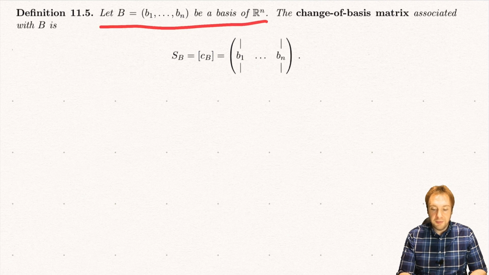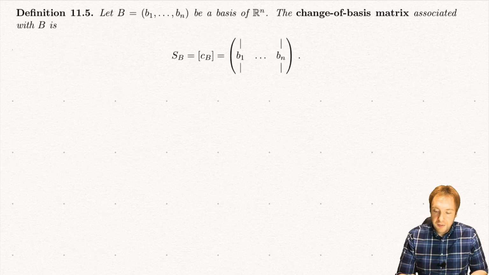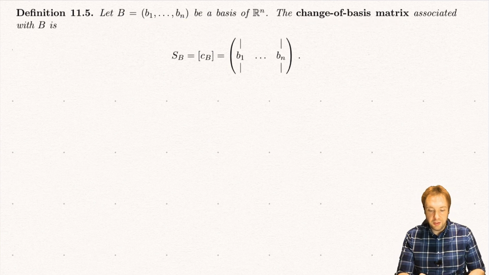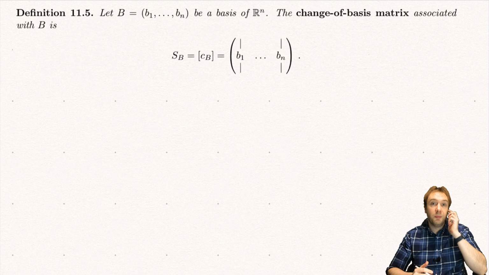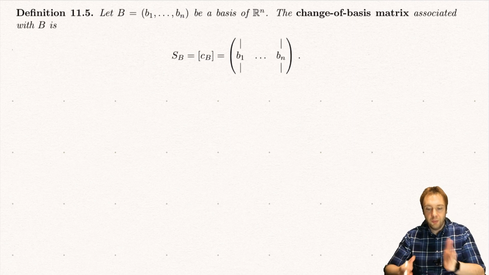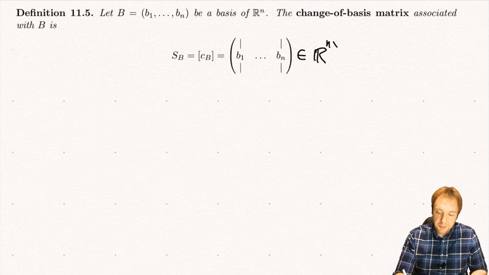So if I have a basis of Rn, so I need to have n vectors which are linearly independent, then the so-called change of basis matrix associated with this basis B is the following. We denote it by SB, and this is just the matrix associated to the linear map CB. CB is a map which sends a vector lambda 1 up to lambda n to the linear combination lambda 1 times b1 and so on. So this just means that the columns of this matrix are given by these basis vectors. So this here is an n by n matrix.